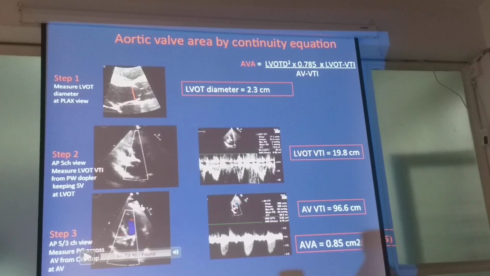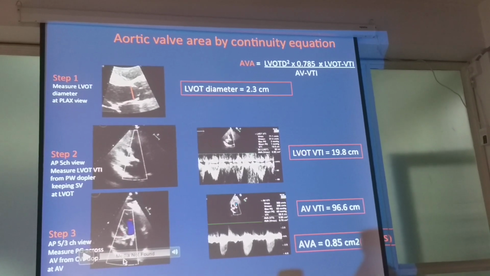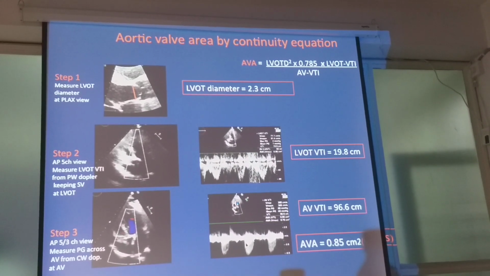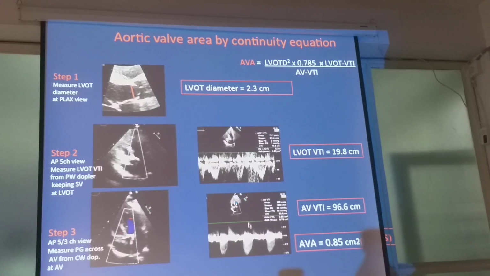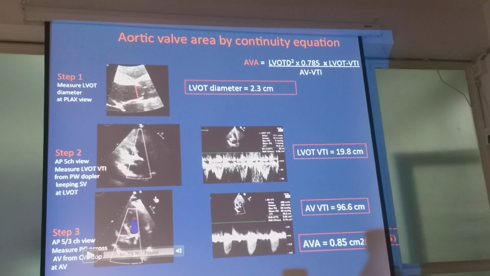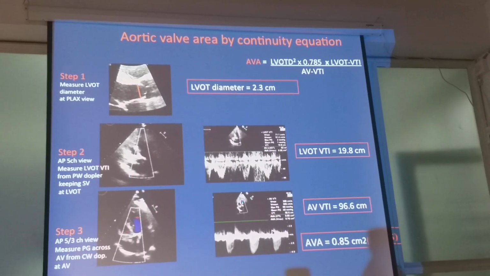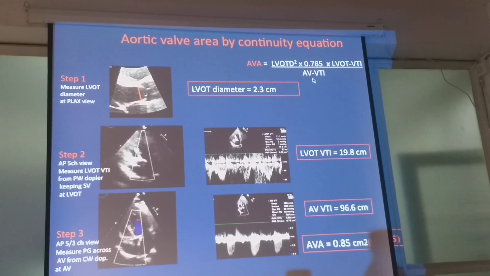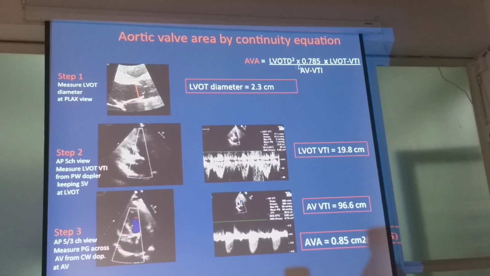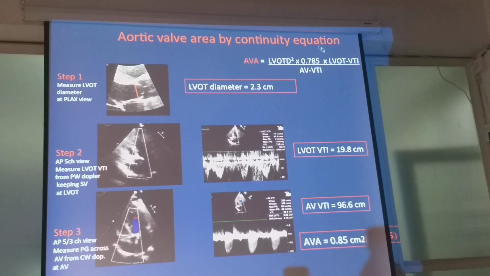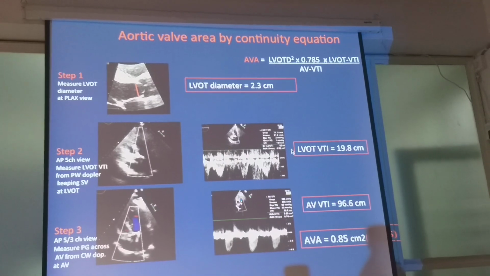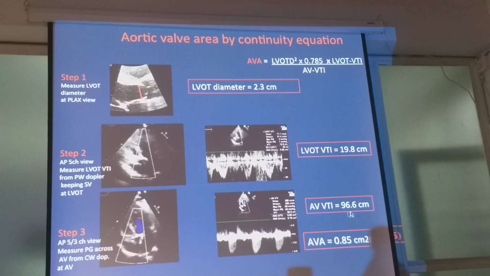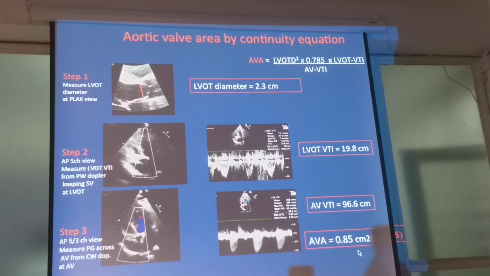Next, in the same view, you will keep the cursor in the same position and you will do the CW Doppler. This time you are picking up the gradient across the aortic valve. It is a case of stenosis, so there will be some gradient. Look at the aortic valve VTI, it is 96.6 centimeter. So the formula is diameter square into pi, we know the LVOT VTI, we know the aortic VTI, so aortic valve area turns out to be 0.85 square centimeter.